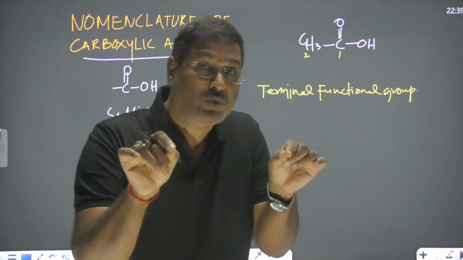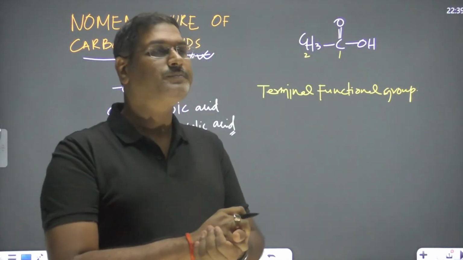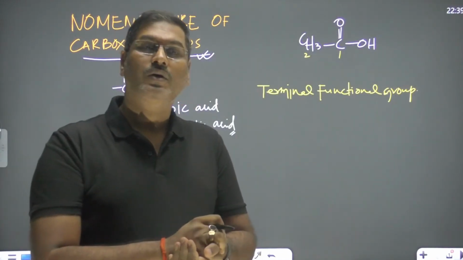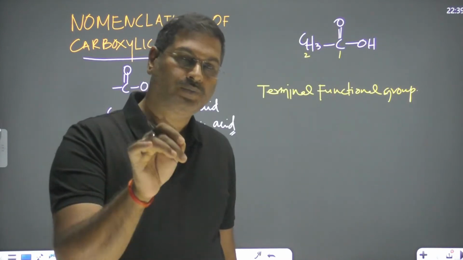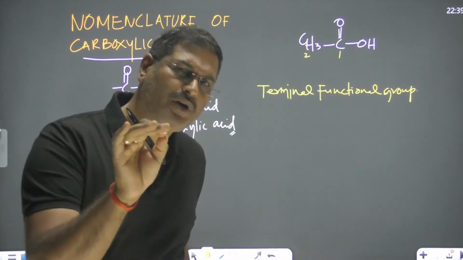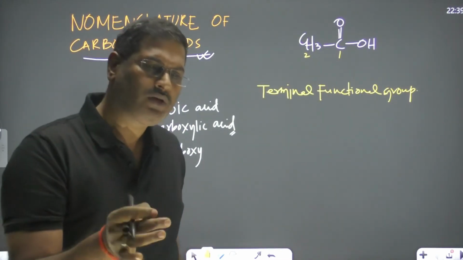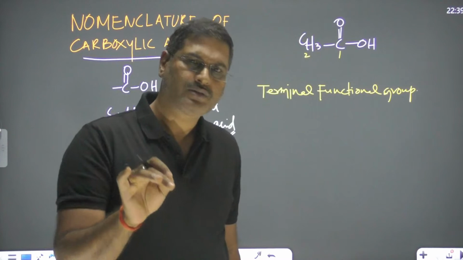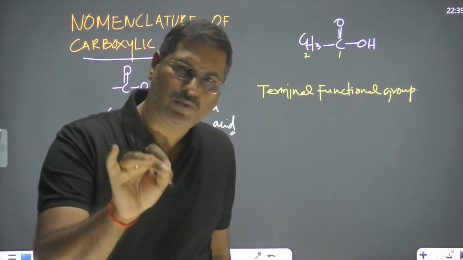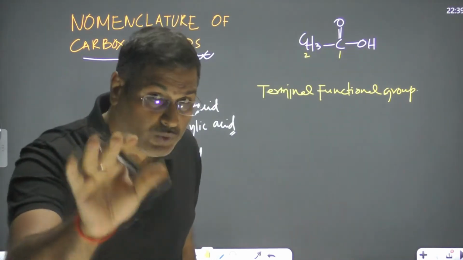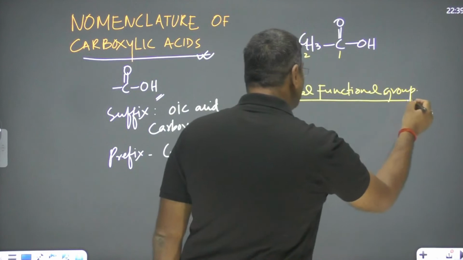Terminal functional groups are those functional groups which essentially form one of the terminals of the parent chain. The parent chain starts with the carbon atom of this kind of functional group. And that's why we say terminal functional group.